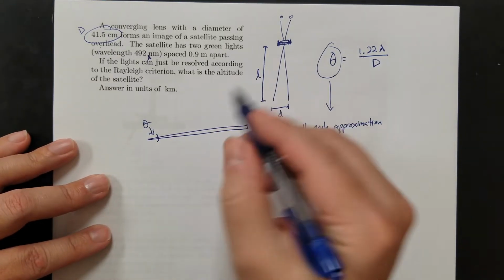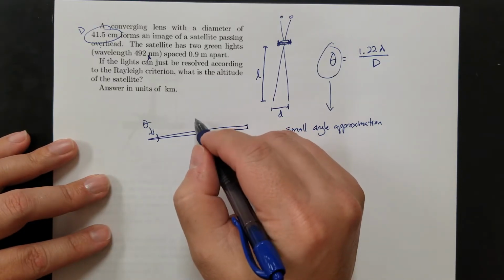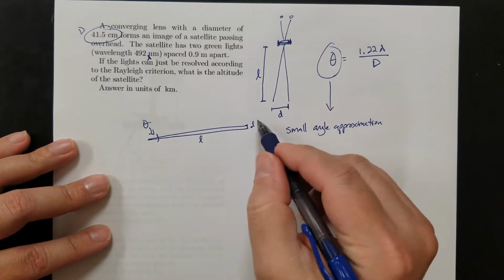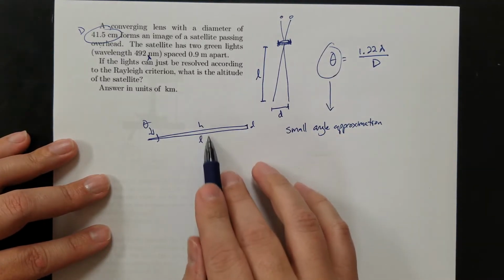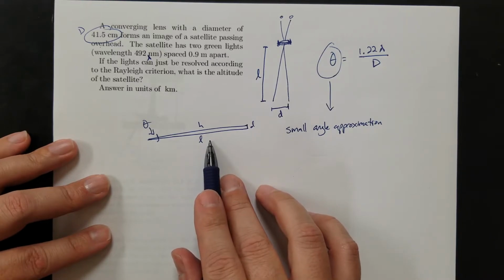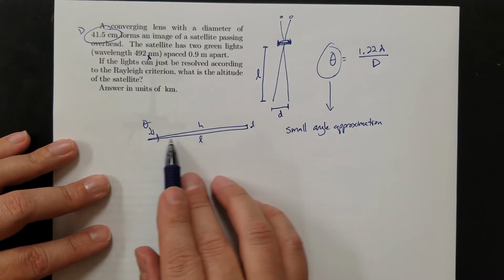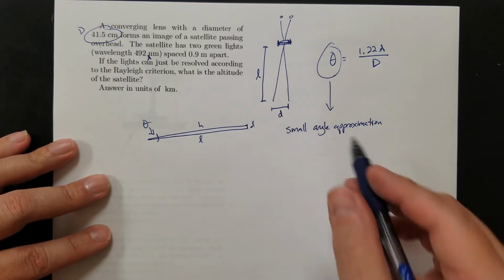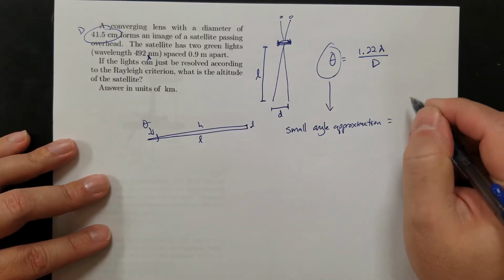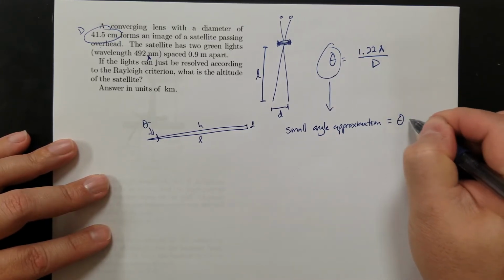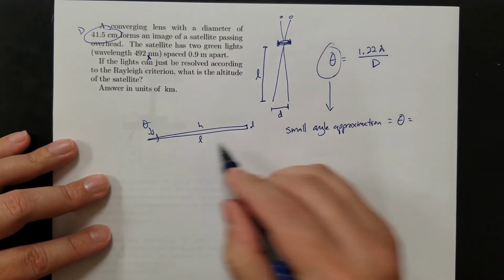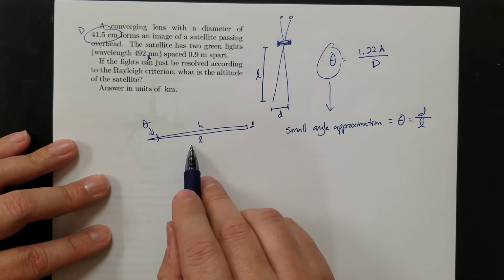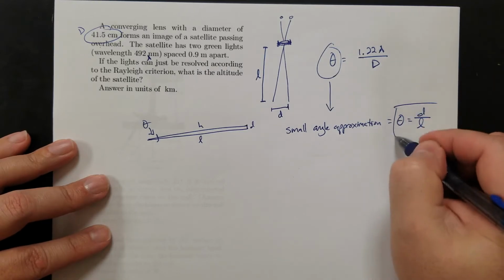Basically, this side over here, we'll call this L, and we'll call that D, and we'll call this H for the hypotenuse. These two things are basically the same thing, right? We're saying that the hypotenuse of the triangle and this bottom side right here are basically the same. So the small angle approximation says that theta equals D over L, because this angle is so small that this divided by this will give me my angle in radians. That's the small angle approximation.